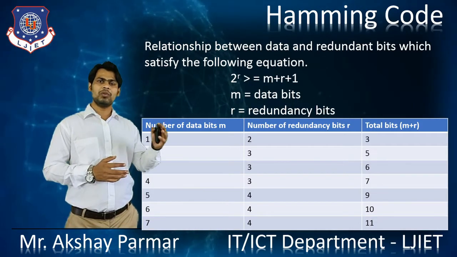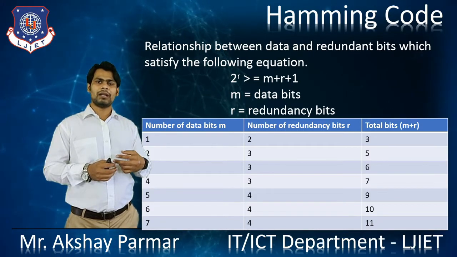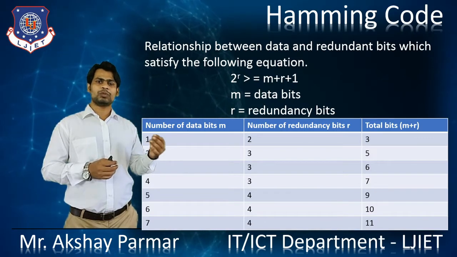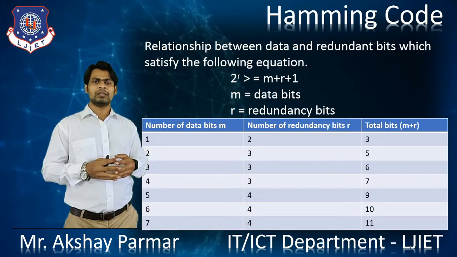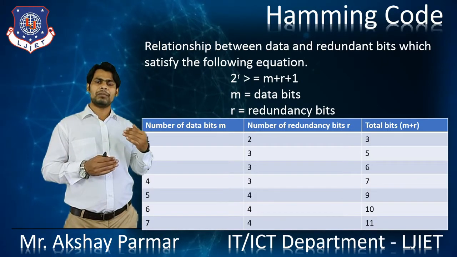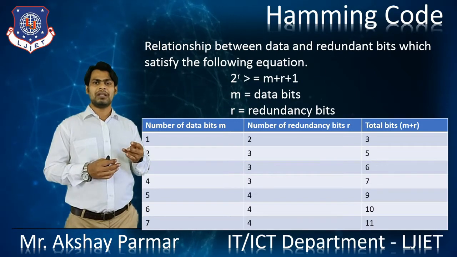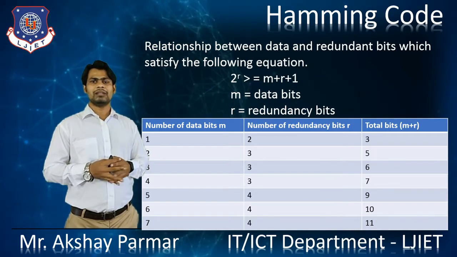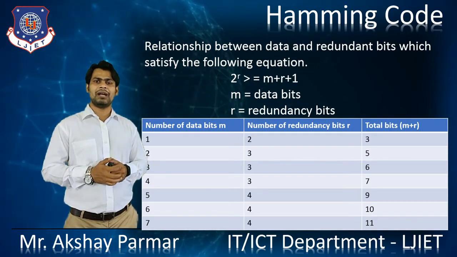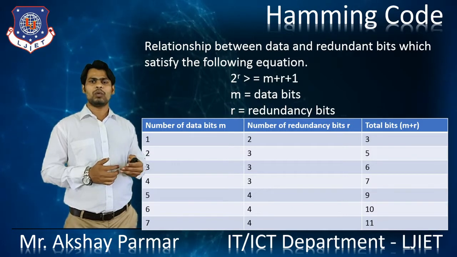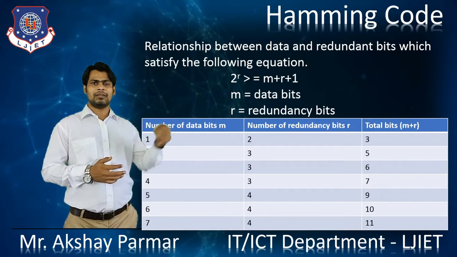The equation is 2 raised to r is equal to or greater than m plus r plus 1, where m is the number of data bits and r is the number of redundancy bits. So 2 raised to the number of redundant bits has to be greater than or equal to the data bits plus redundant bits plus 1. Let's see this with an example. If our data bits are 1, 2, 3, 4, 5, 6, 7 and so on, let's see the relationship.